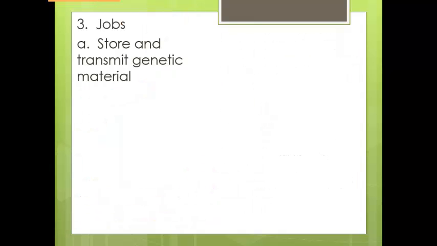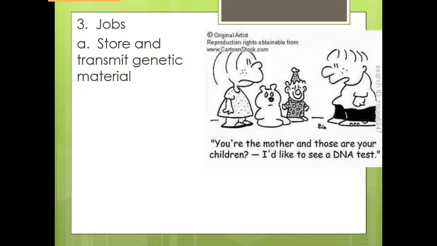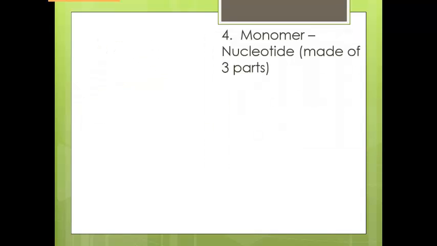Some jobs: they store and transmit genetic material, and you may have heard of people asking for DNA testing. So this little boy is saying, "You're the mother and those are your children? I'd like to see a DNA test." So DNA testing, we know, can help us decide if a child belongs to a certain parent or set of parents. And that's because your DNA stores this genetic material, so we can see how similar DNA is from parent to child. It also helps in making proteins, and that's more of the RNA job. It has a direct connection with helping to make protein.